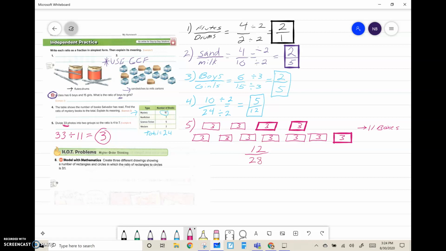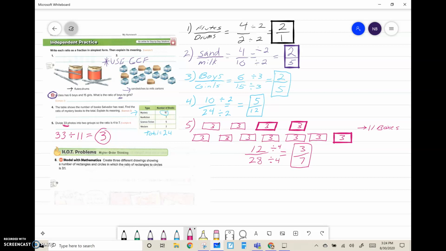Now, what we can do is find the GCF of 12 and 28 and divide our ratio to put it in simplest terms. And when we do that, we end up using a GCF of 4. And we do 12 divided by 4, we end up with 3. And we do 28 divided by 4, we end up with 7 as our lowest ratio.